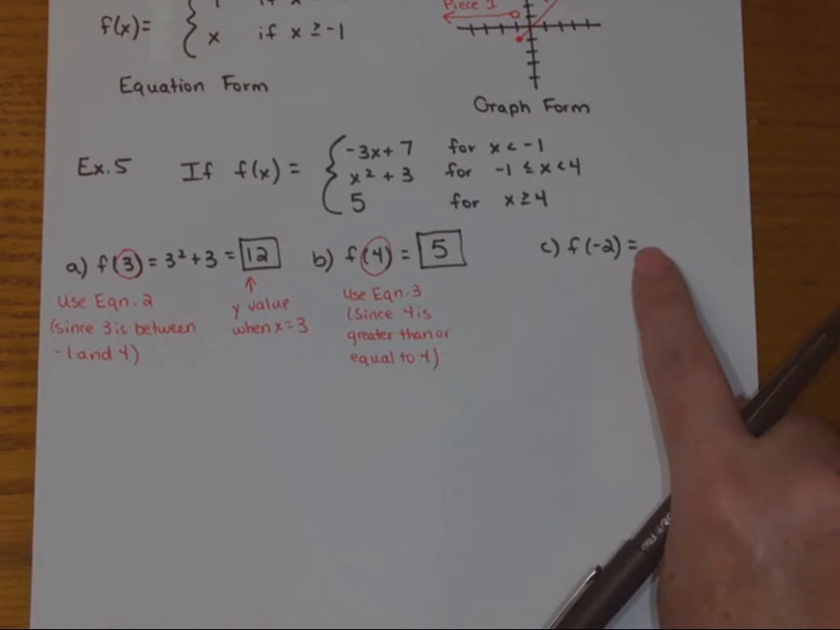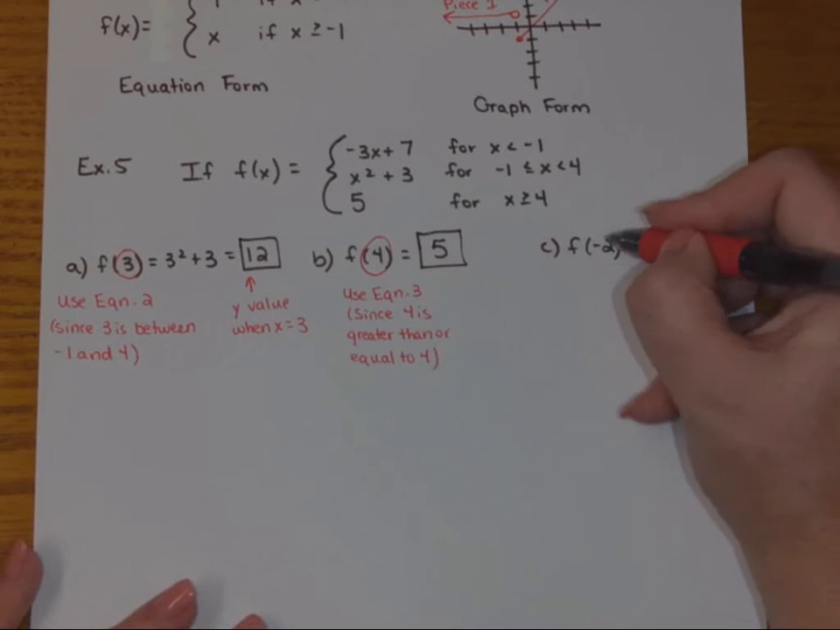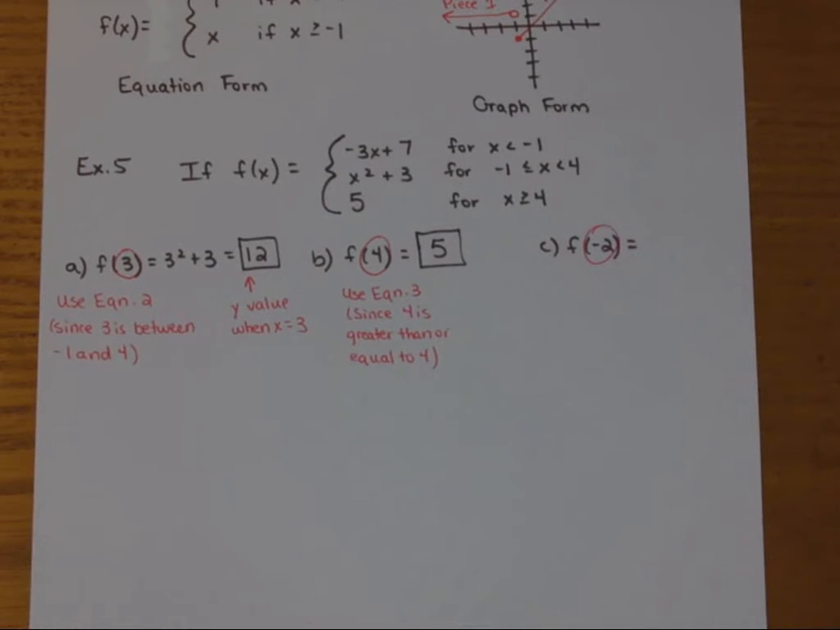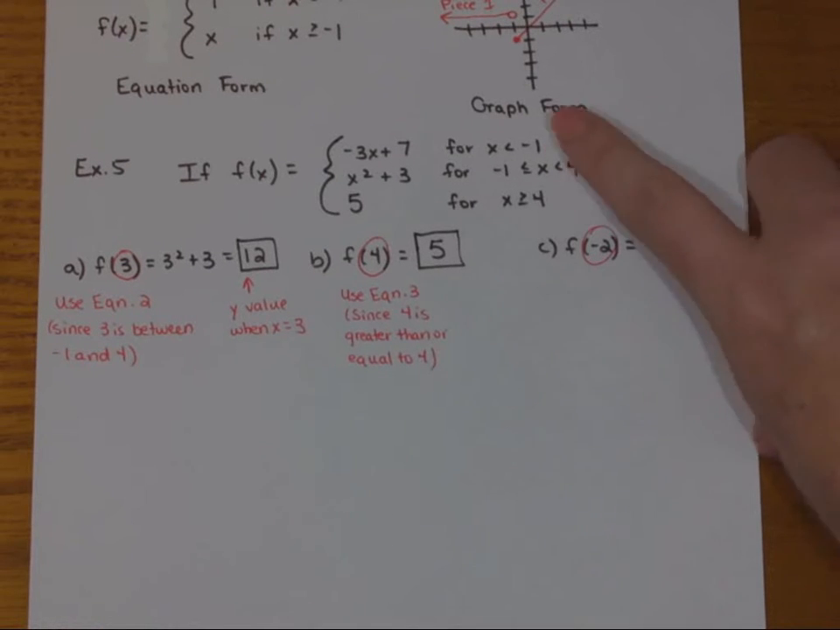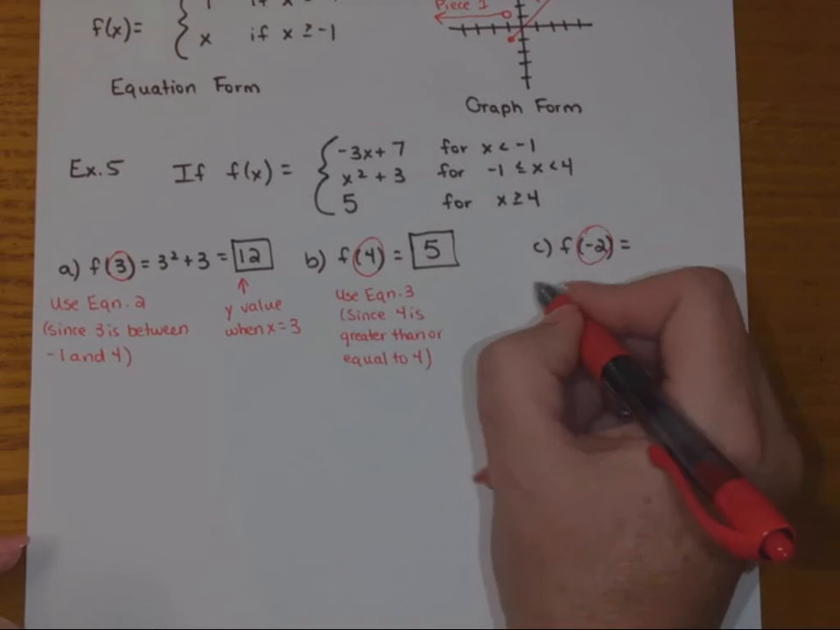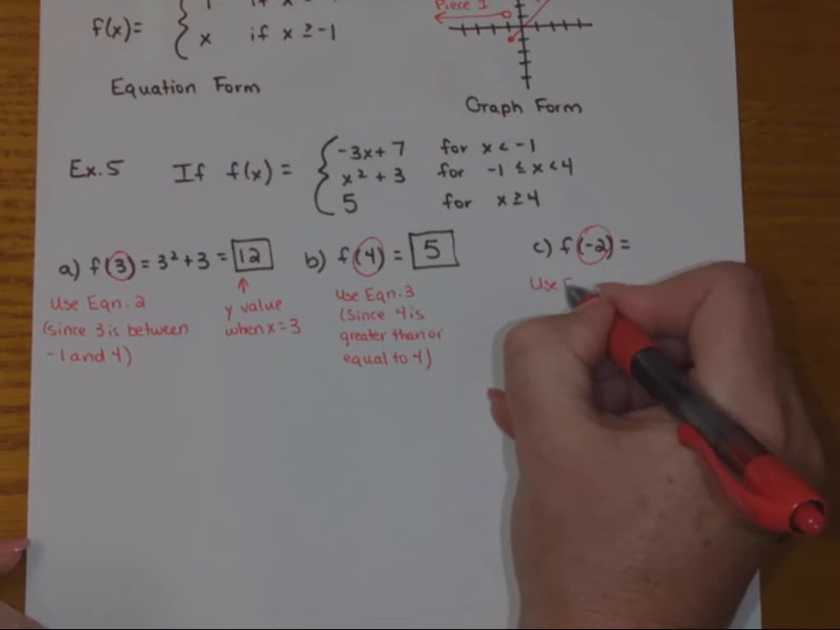And then last but not least, let's try -2. Again, we evaluate what our x is. So we go down the list. Is -2 less than -1? Notice it is, so we would use equation 1.